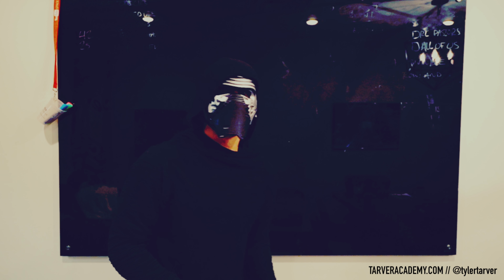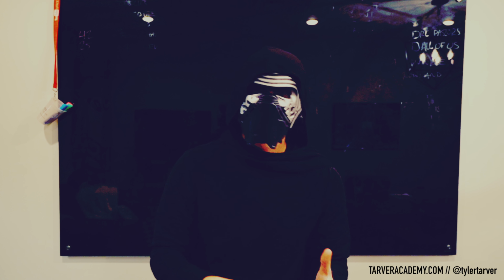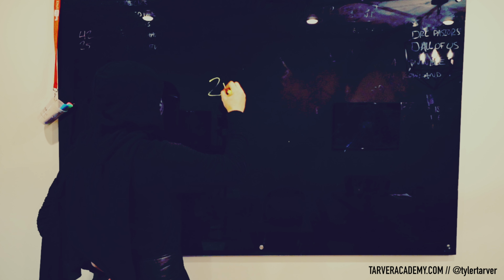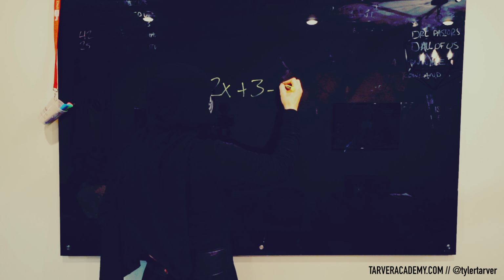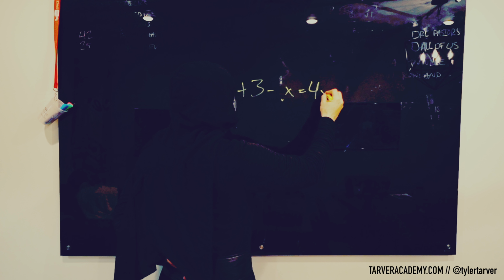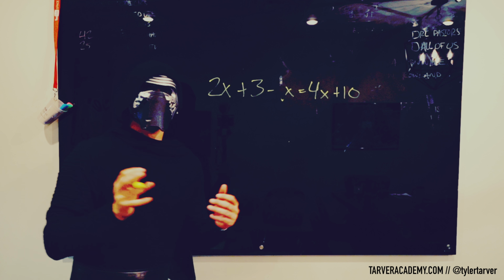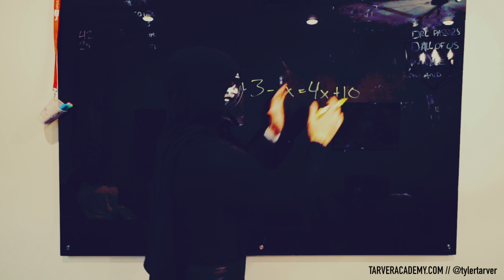That's right, a marker. Okay, so what we talk about right now is multi-step equations. When you're solving multi-step equations, your goal essentially is to get the variable by itself on one side of the equal sign. So let's say this is our equation: 2x plus 3 minus 1x, which you would never write that, let's just put x, equals 4x plus 10. When we solve multi-step equations, the best thing to do is focus on one side of the equal sign at a time.